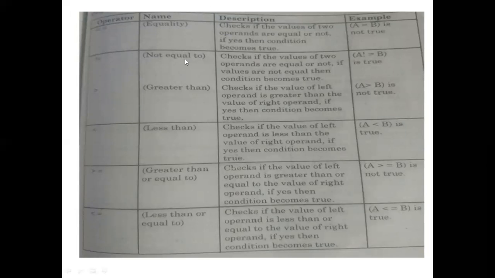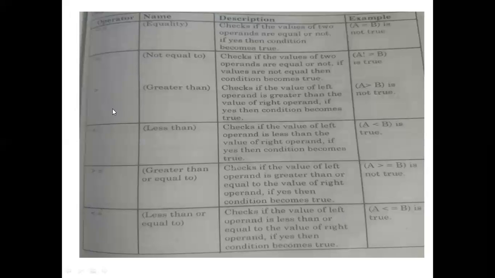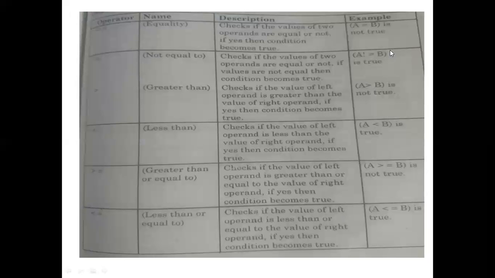So this is the table of relational operator. The value of A is 10. Suppose the value of B is 15. Then this equal to is known as equality operator. So it will check if the value of two operands are equal or not. If yes, then condition becomes true. So A equal to B is not true because here A is 10 and B is 15. So A is not equal to B. That's why it is not true.